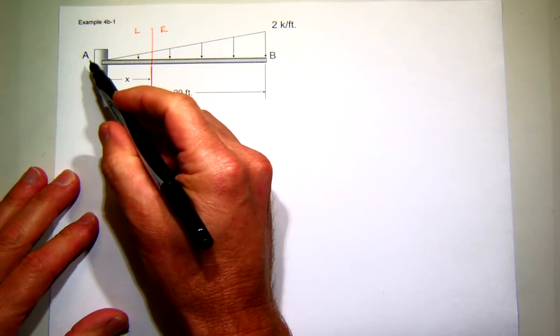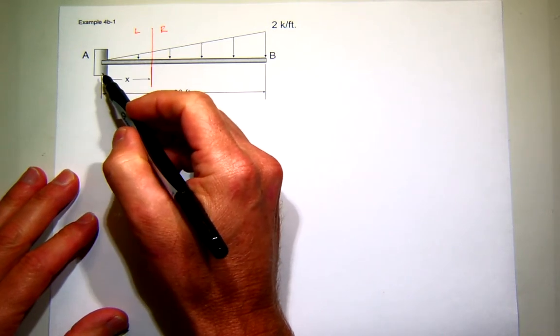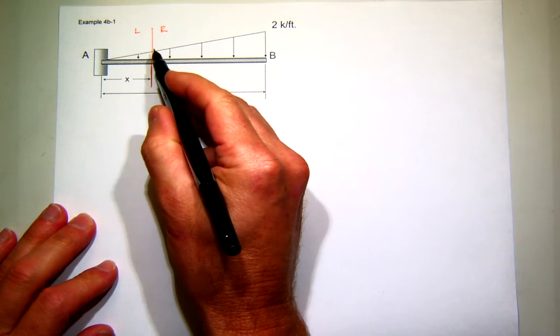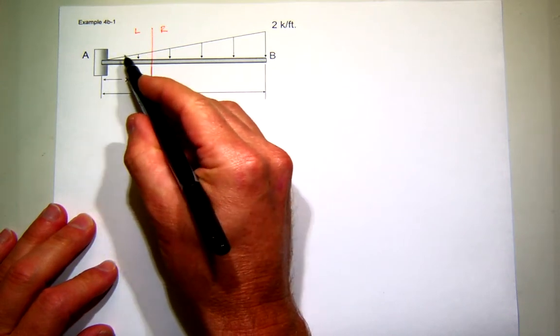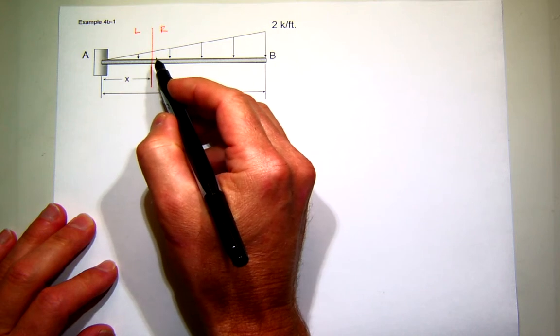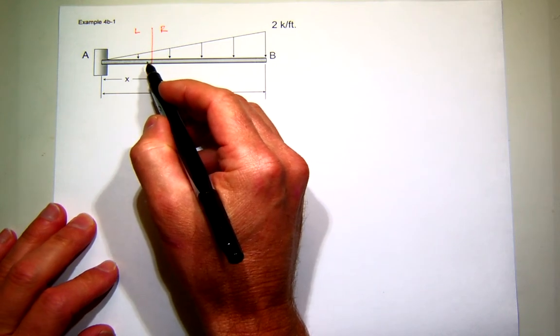Well, I would need the reactions at A. It shouldn't be too hard to find. And then when I'm examining this left side free body, you'll notice that the applied load is what? Triangular. That's not so hard. We've done triangular loads before. So keep that in your memory.